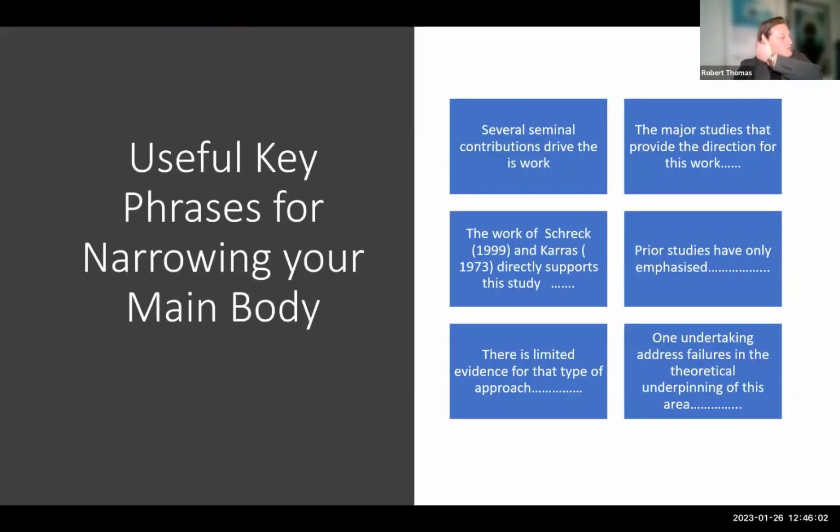And again, we have another set of examples of useful phrases for narrowing your body, okay? The moment you say major studies in a sentence, you can cite them. It demonstrates a breadth of reading. So by using these sentences, not only to create structure, you use them also to create some of the basic elements that you have. That is a breadth of reading, okay? Again, I won't dwell on this too much because I am conscious I'm going to run over time, so forgive me.